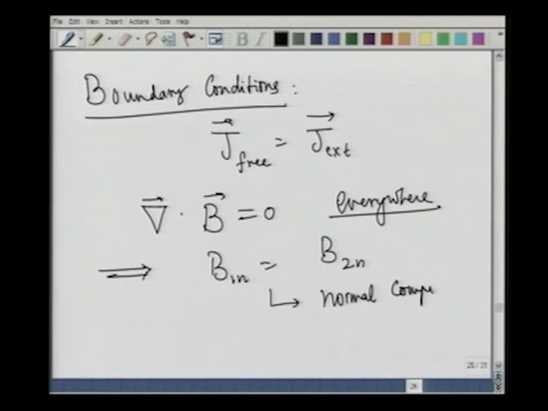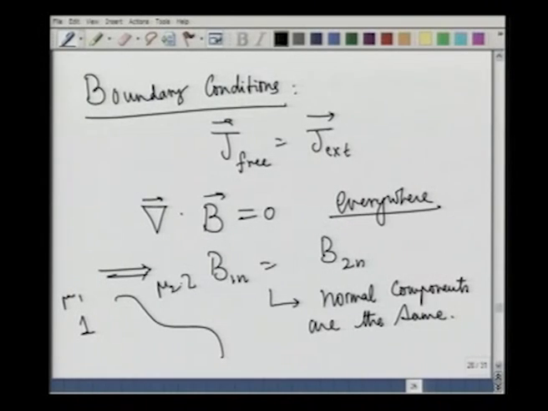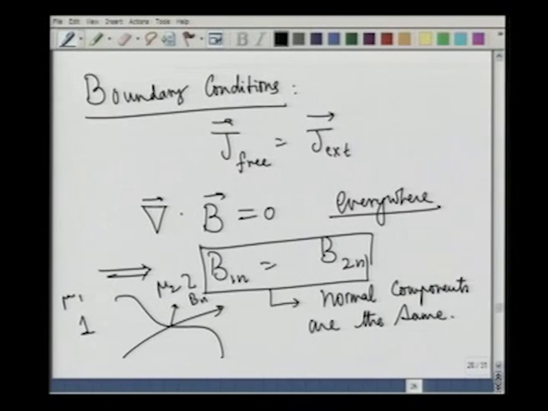Normal components are the same. So I have a boundary. This is medium 1, this is medium 2. So this has a relative permeability mu1, this has a permeability mu2. And let me imagine that there is a magnetic field. Then you draw a normal component, Bn. It says that the normal components are the same. It is continuous across the boundary. Divergence B equal to 0.